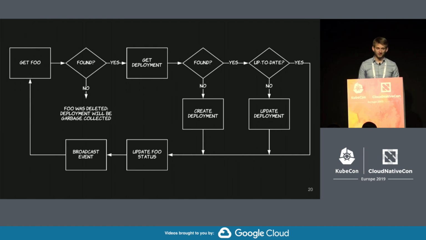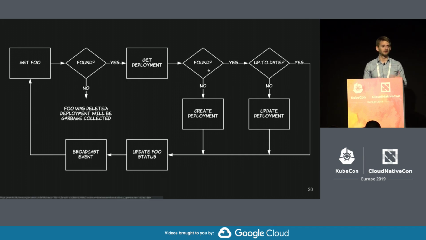It's possible that it doesn't exist anymore, because in the meantime it was deleted. Between the time a change was noticed and the time the controller processes the key in the work queue, it's possible it's disappeared. Well, garbage collection will take care of the deployment. We're good. But if we find the foo object, we need to make sure that it has a deployment.